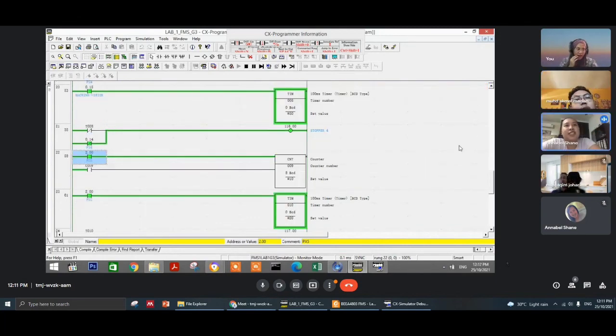In conclusion, the FMS system is important to be used in the future for production lines, and it will also reduce workers, manpower, cost, and also workspace. Yeah, and that's all from us.